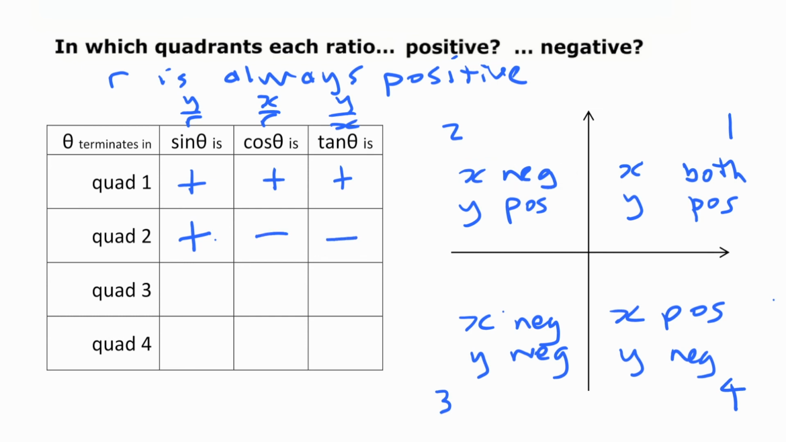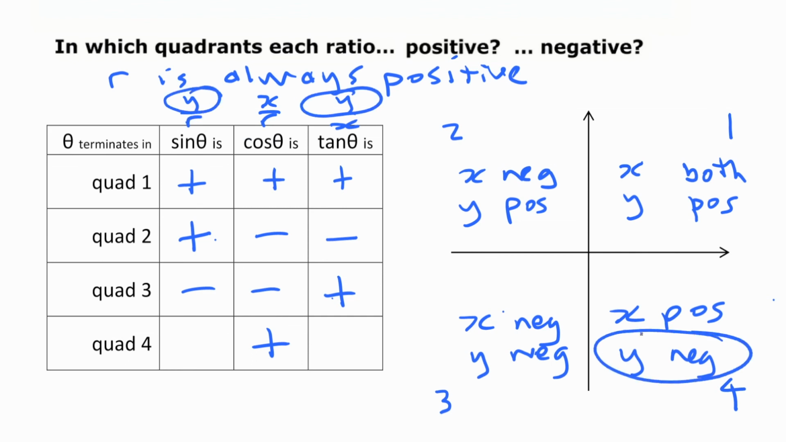Quadrant 3, tangent was the one that was positive because both of those being negative divide to a positive number. But the other two, sine and cosine, that only have one of those things in it are going to be negative. So they're both negative there. And then in quadrant 4, cosine was the positive one because the x-coordinate is the positive one, and x divided by the radius, positive divided by positive. Whereas the other two that involve y, which is a negative number, are going to be negative.